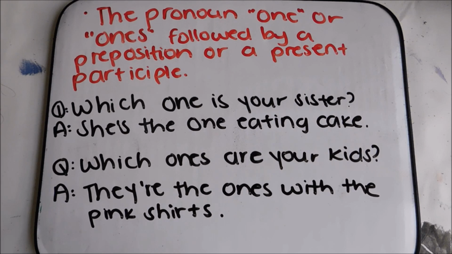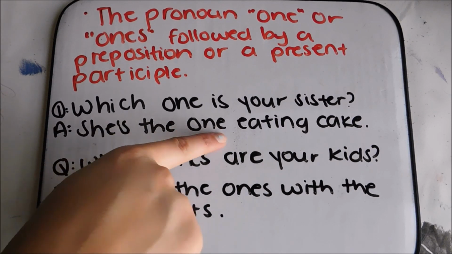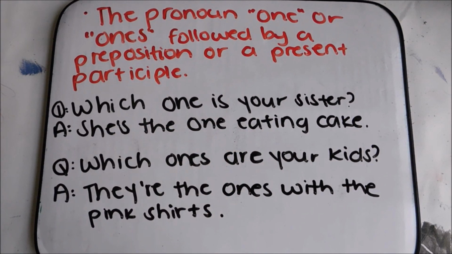For example, again, we're at the party and you ask, "Which one is your sister?" And I'm going to respond to you with a present participle, so the ing. She's the one. Here's one. After the participle, she's the one eating cake. And that's how you know which one is my sister.